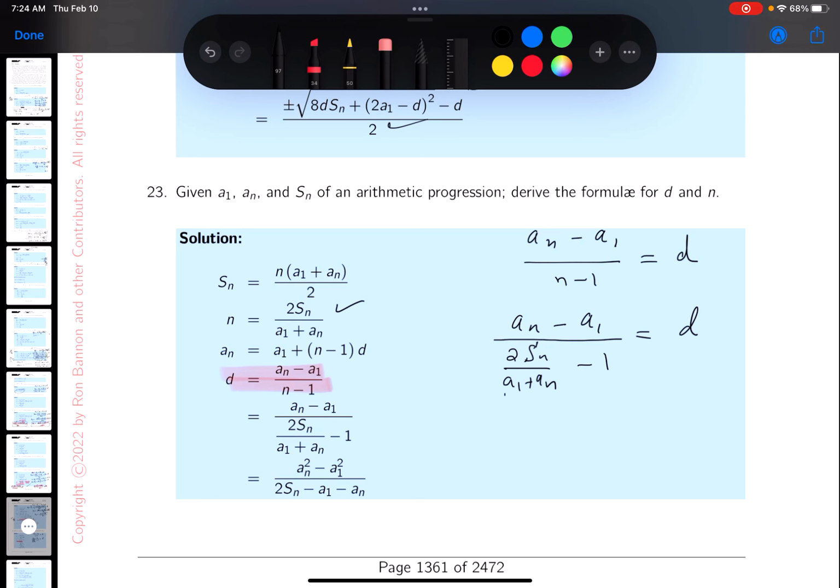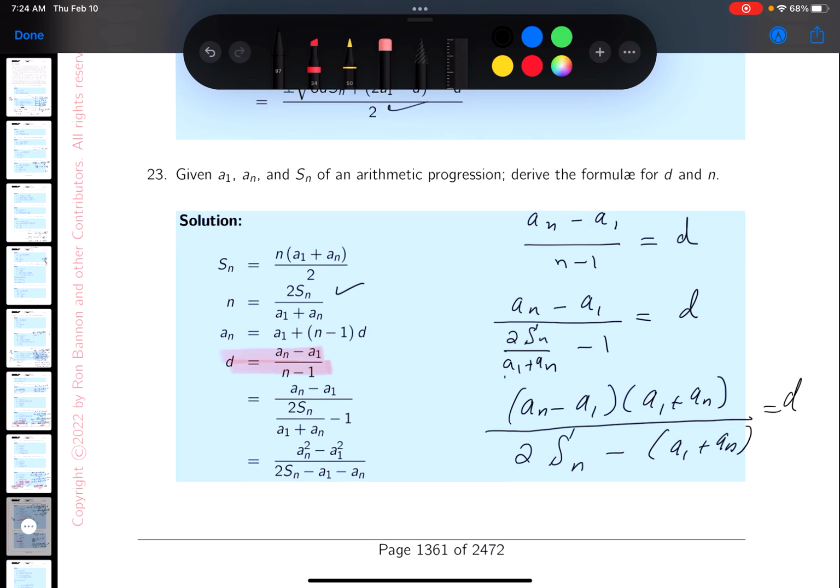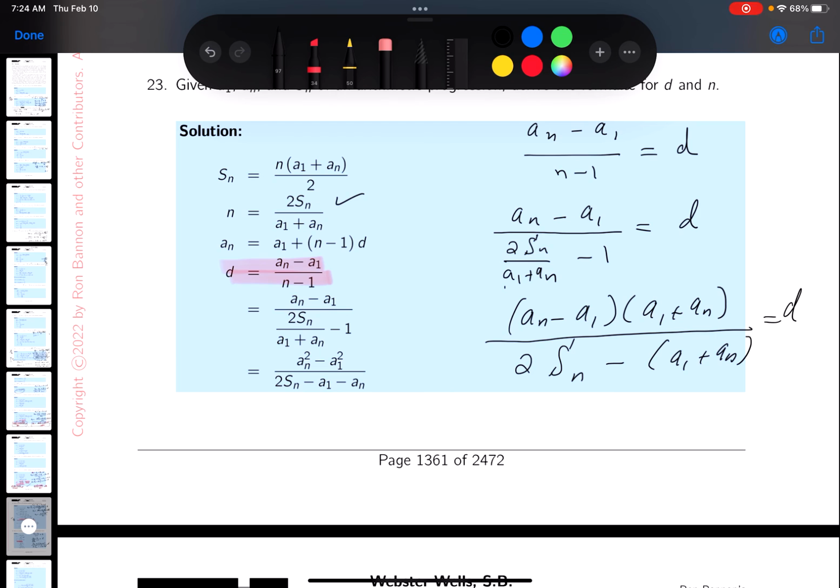Now this is a formula, but it doesn't look right. And what I need to do is multiply top and bottom by the minor LCD. Let me go through that with you. That's a_n minus a_1. The minor LCD is actually a_1 plus a_n. I'm multiplying top and bottom by it, and you get 2S_n. It clears the fraction there. It's the whole point of it. Minus 1 times (a_1 plus a_n), and that equals d.